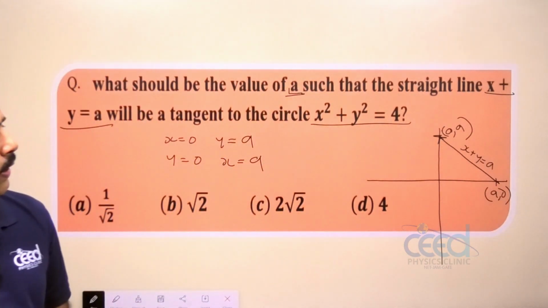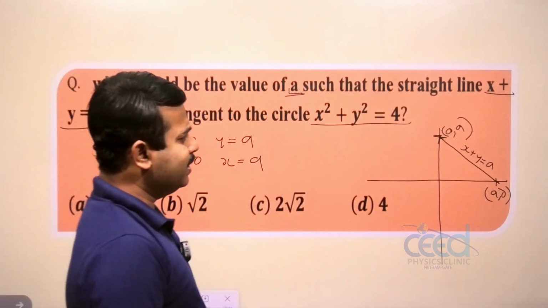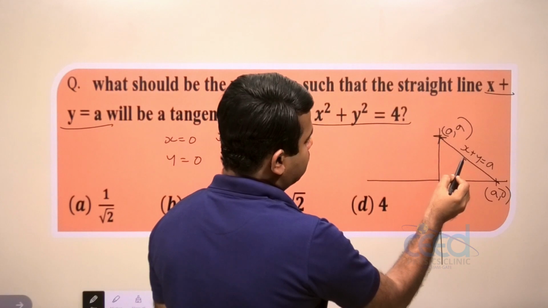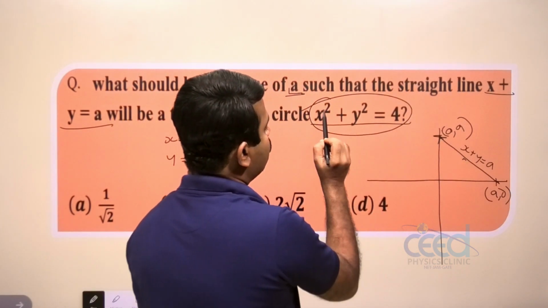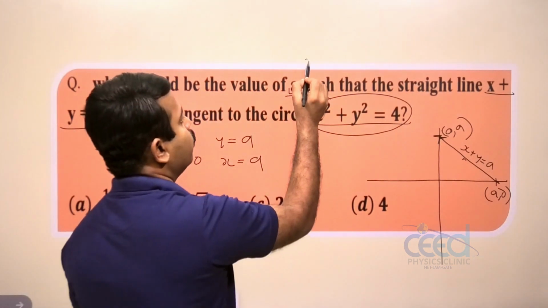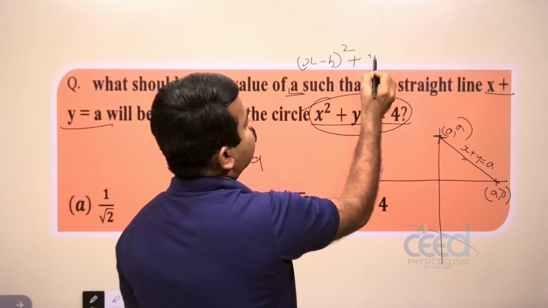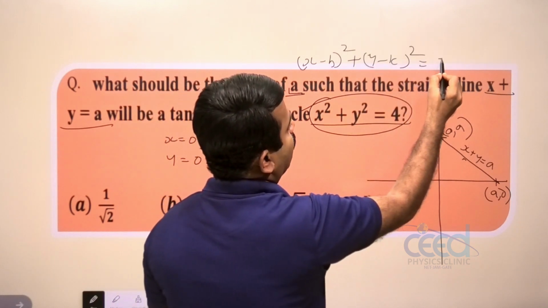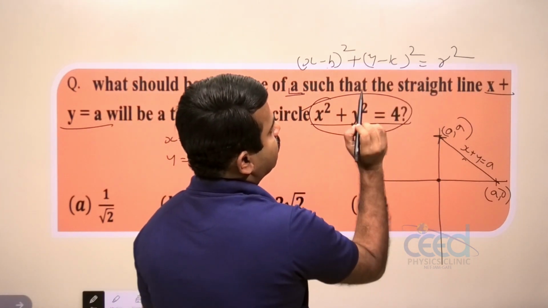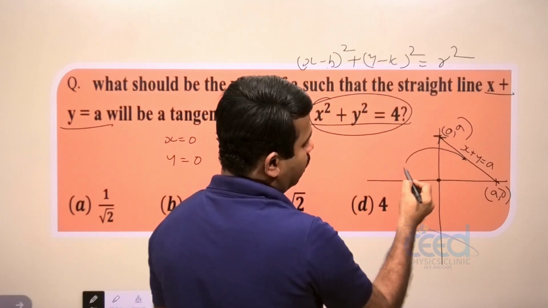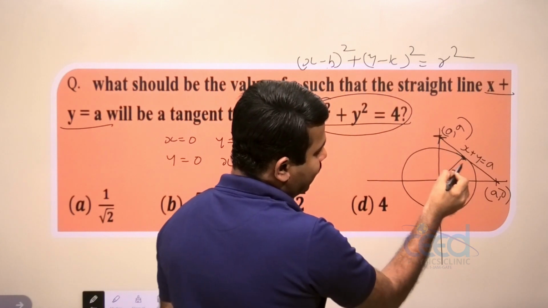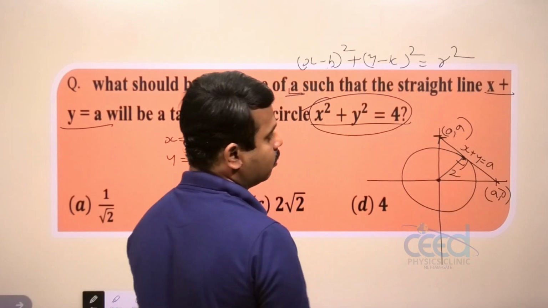Now this should be a tangent to the circle of radius 2, so the circle should be like this. X square plus y square is equal to 4 means this is a circle centered at the origin. The general form of a circle, you know, is x minus h the whole square plus y minus k the whole square is equal to r square. Here the center is 0, 0 and the radius is 2. So this should be a circle like this. So what is the radius? 2. Then the tangent and this radius will be perpendicular.